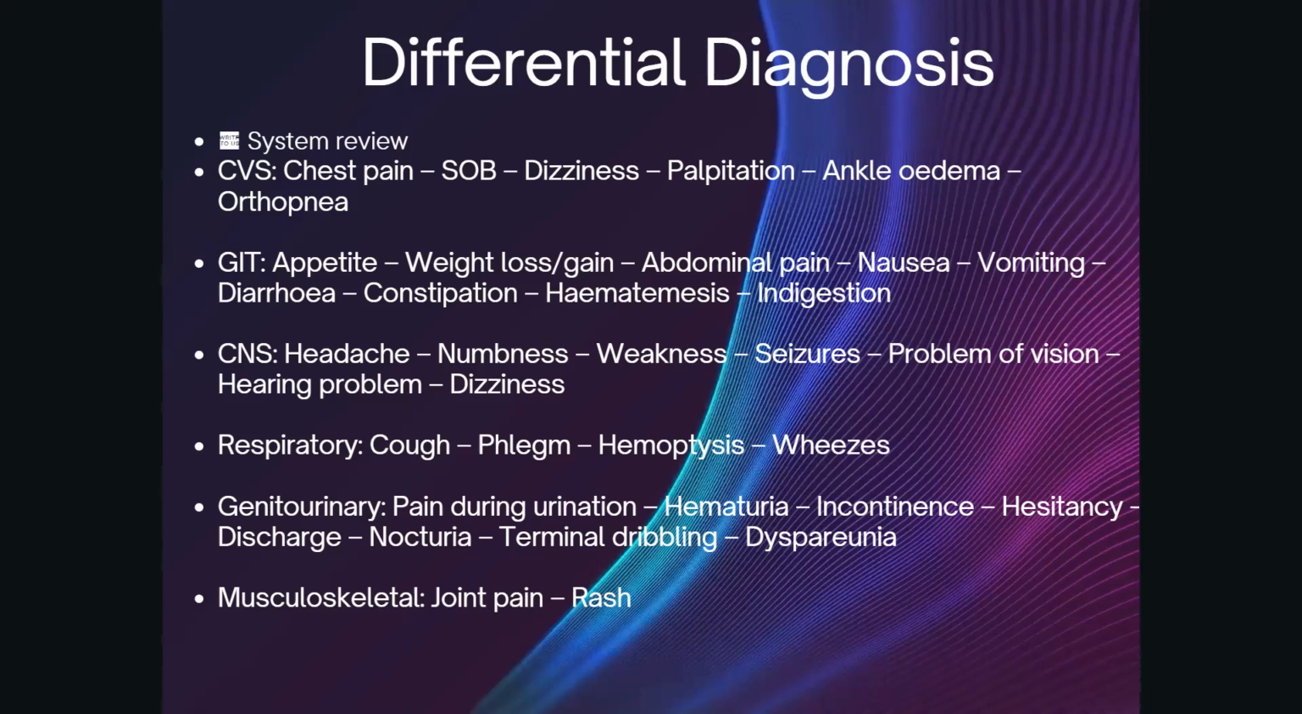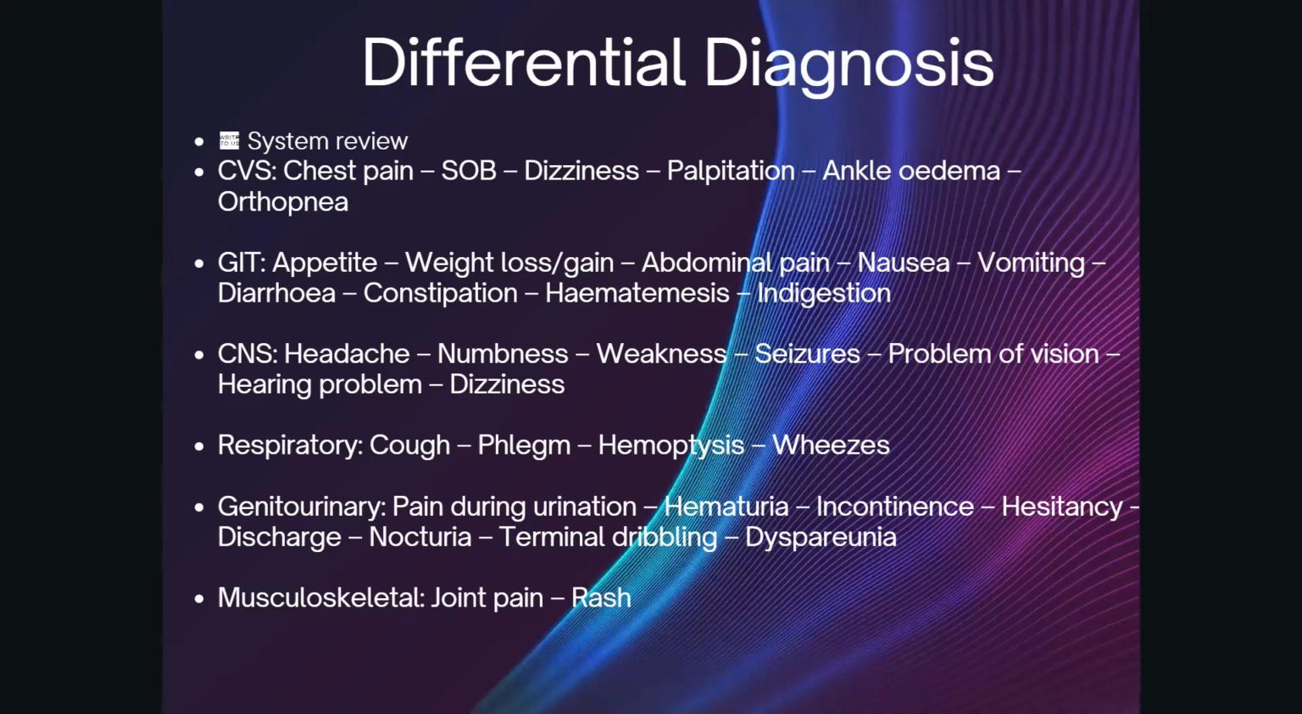GIT as a system, so ask about appetite, weight loss, weight gain. If the patient comes to you with abdominal pain, for example, please ask about weight loss, loss of appetite, nausea, vomiting, diarrhea, constipation, hematemesis or vomiting of blood, or indigestion. Very important. Please keep them in your mind. CNS, again: headaches, numbness, weakness, any seizures, problems of vision, hearing problems, dizziness. All of these symptoms can be related to each other.